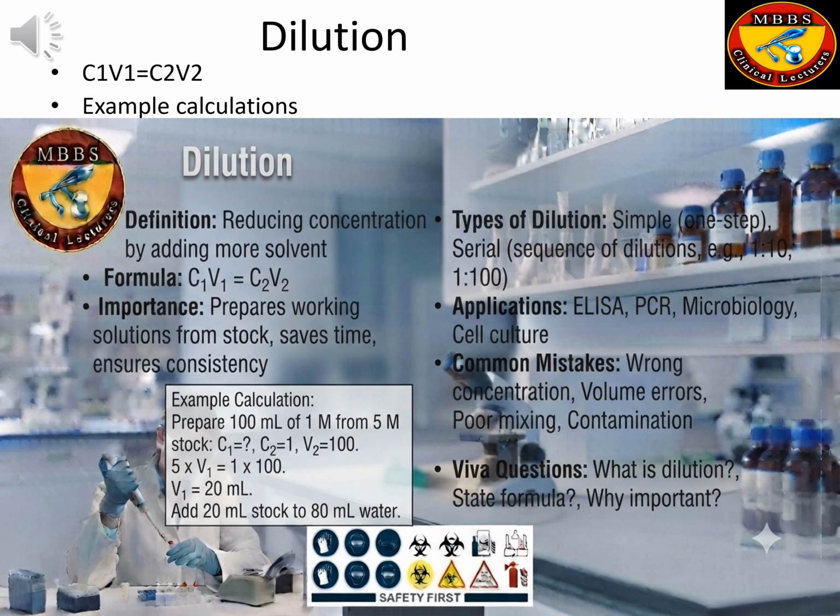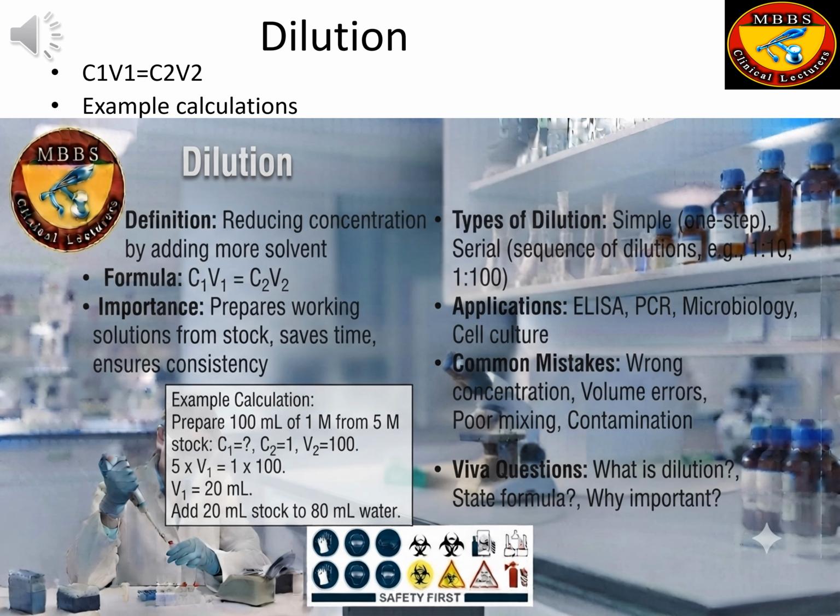Dilution. Dilution is one of the most frequently performed procedures in laboratory work. It involves reducing the concentration of a solution by adding more solvent, usually distilled or deionized water. Dilution allows scientists to prepare working solutions from concentrated stock solutions while maintaining accuracy and consistency. The principle behind dilution is that the amount of solute remains constant, while only the volume of the solution changes.